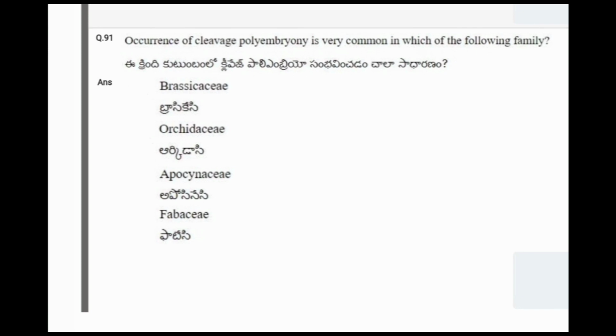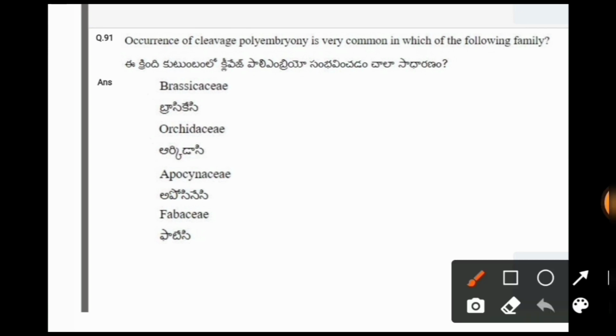Occurrence of cleavage polyembryony is very common in which of the following families? The options are Brassicaceae, Orchidaceae, Apocynaceae and Fabaceae. So the correct option is Orchidaceae.